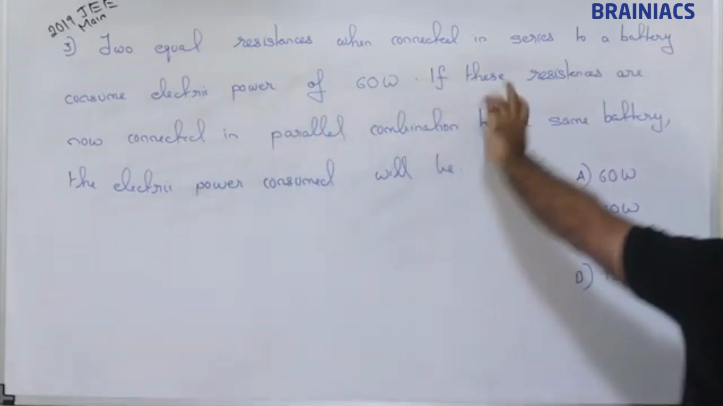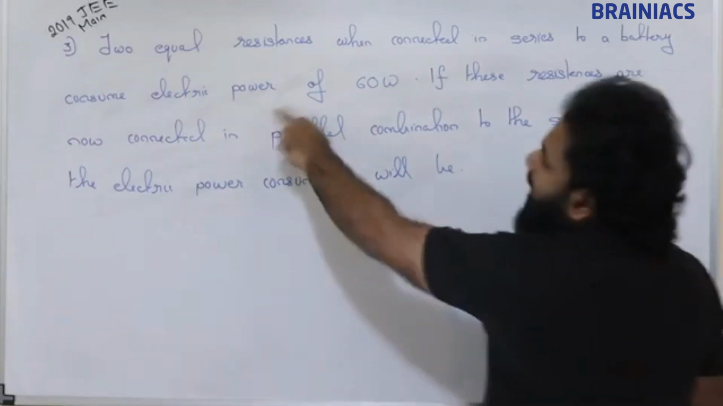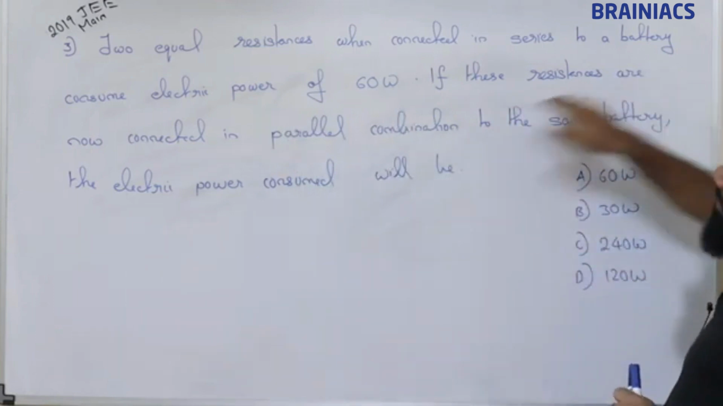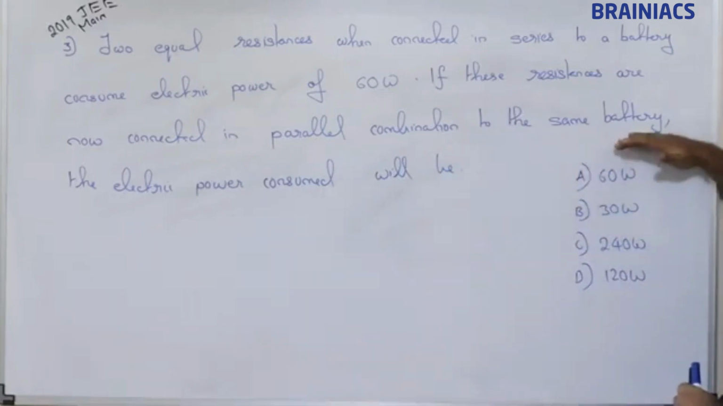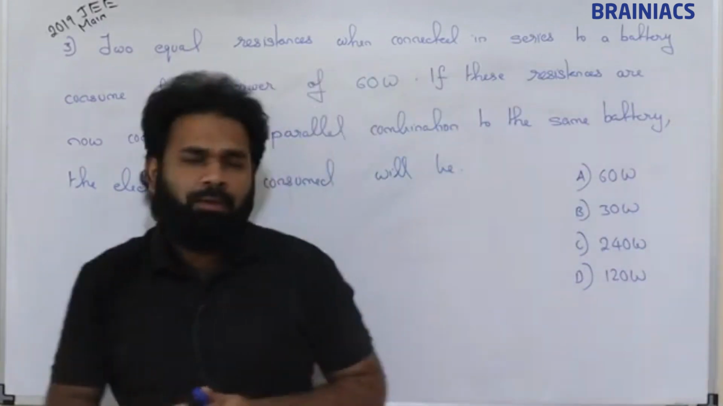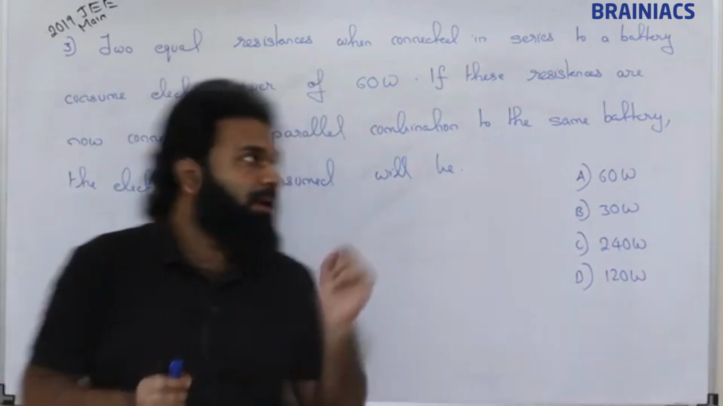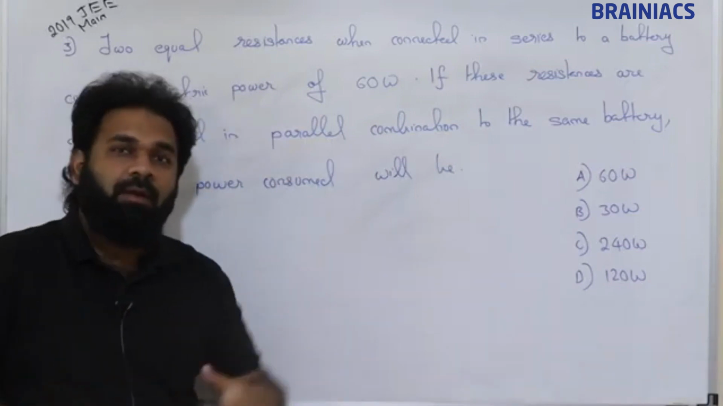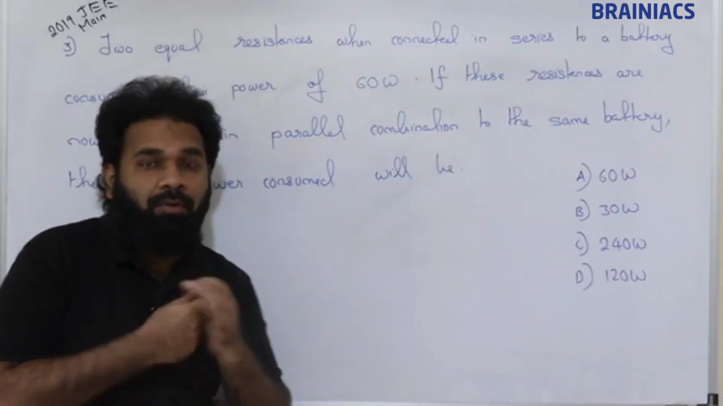Two equal resistances, when connected in series to a battery, consume electric power of 60 watts. If these resistances are now connected in parallel combination to the same battery, the electric power consumed will be... Two resistances when connected in series to a battery consumed power of 60 watt. The same resistances connected in parallel to the same battery, what will be the electric power consumed?